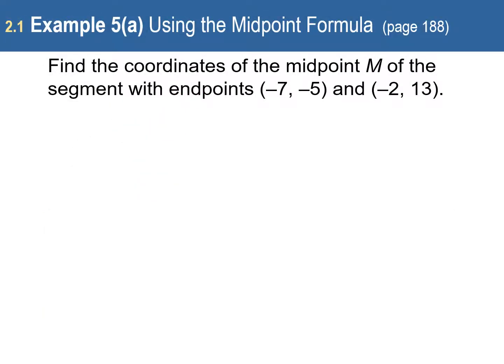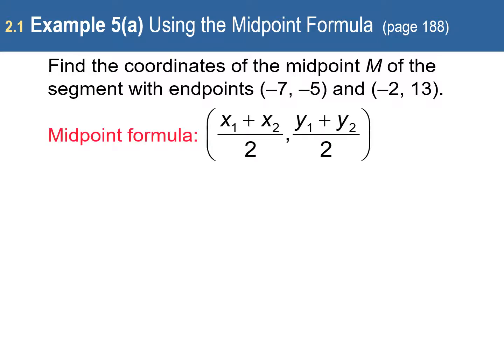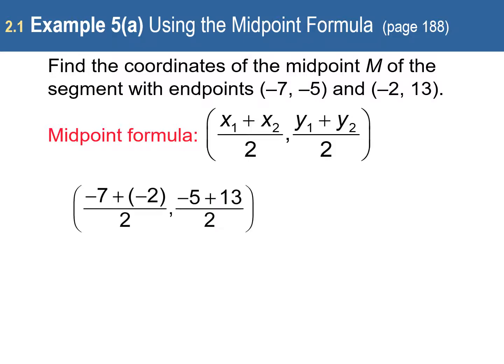So suppose I want to find the coordinates of the midpoint of the segment with endpoints (-7, -5) and (-2, 13). The midpoint formula is (x1 plus x2) divided by 2, comma, (y1 plus y2) divided by 2. Substituting in your numbers, you get (-9/2, 4).